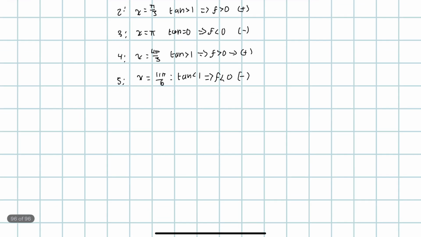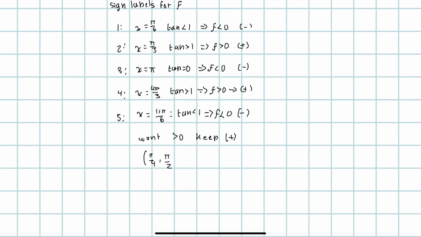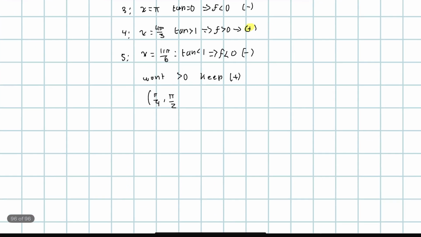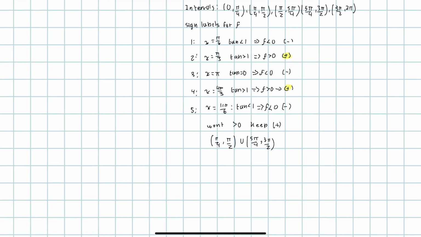So we want it to be greater than 0, so that means we keep the positive intervals, which means our solution is going to be pi over 4 to pi over 2, union 5 pi over 4 to 3 pi over 2. Those are our positive solutions. So now I think we're good.